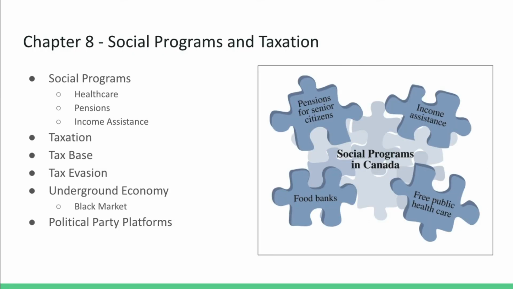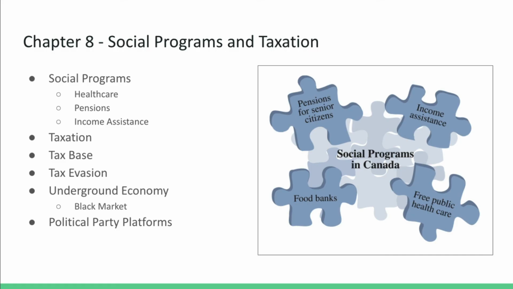Chapter 8 was a fun one, social programs and taxation. The 3 biggest social programs that we spoke about in class: healthcare, pensions, and income assistance. How are those provided? What is it like in Canada compared to, let's say, the United States? How do we use taxes to pay for those social programs?